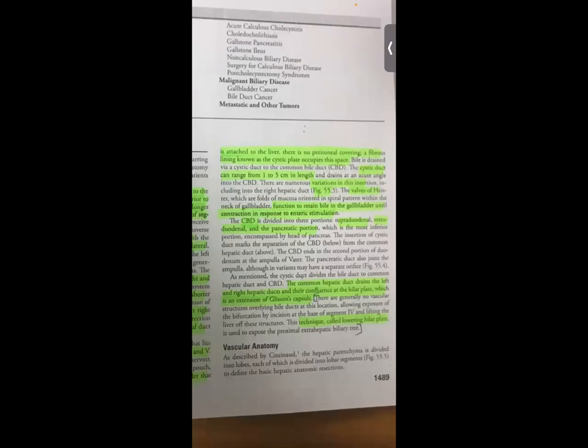At the base of segment 4, the base of segment 4 of the liver is avascular. So it will help to enter the bifurcation surgically. We can incise the base of segment 4 without damaging any vascular structure, and lifting the liver off these structures can be achieved by incising the base of segment 4. This technique is called lowering the hilar plate, and it is used to expose the proximal extrahepatic biliary tree. So this is a very important surgical point. Next is vascular anatomy.